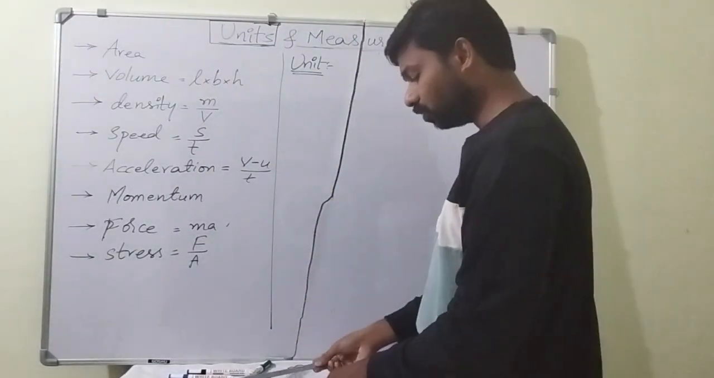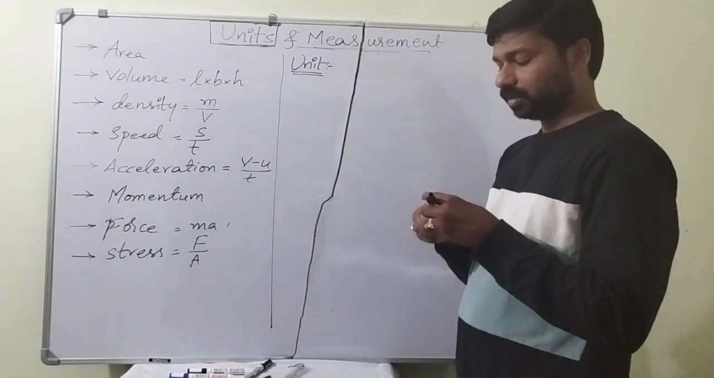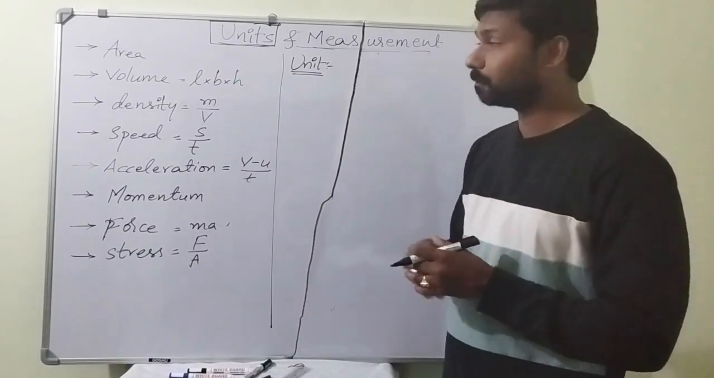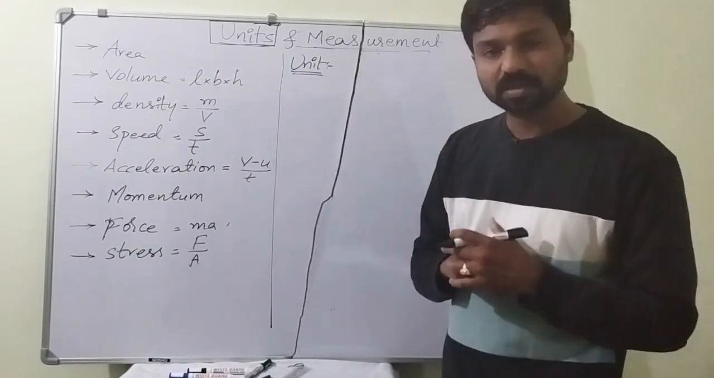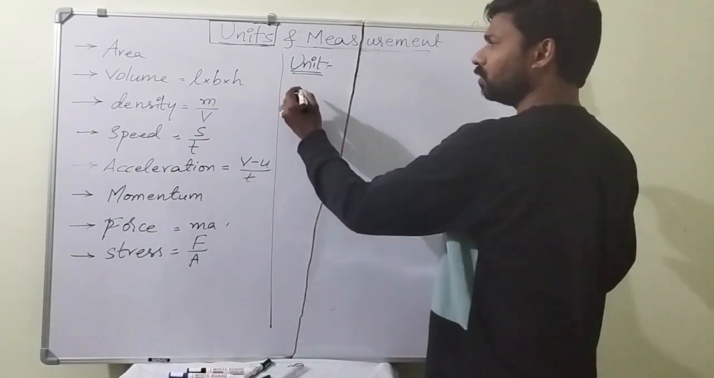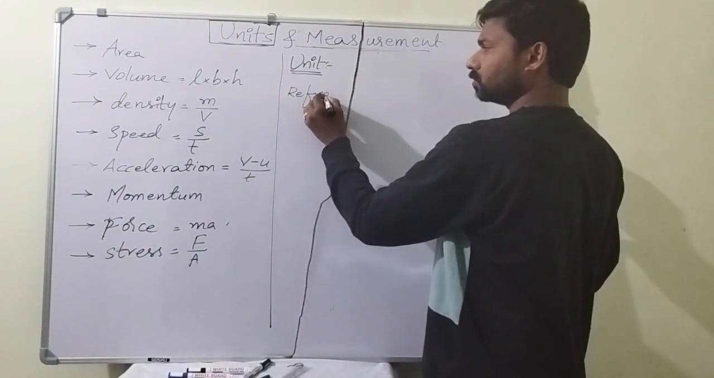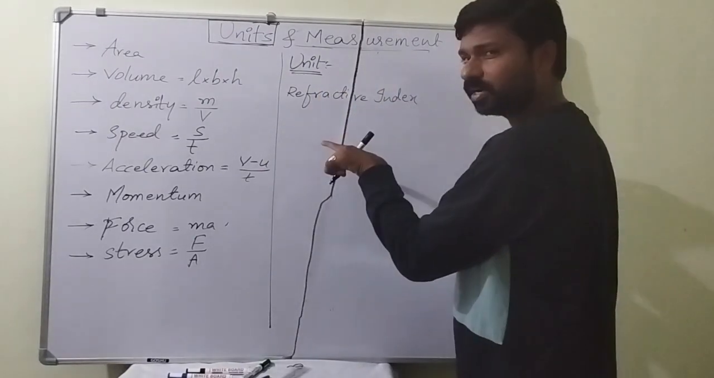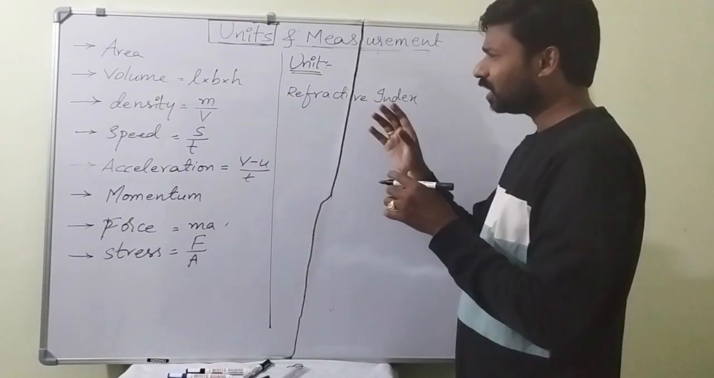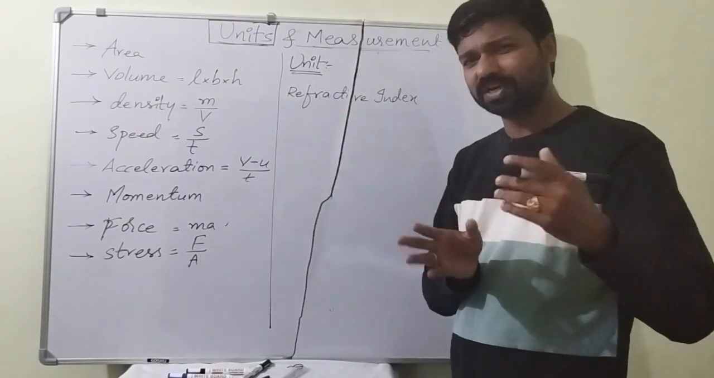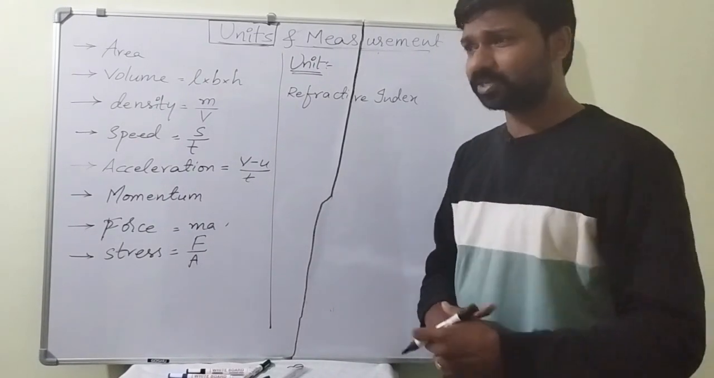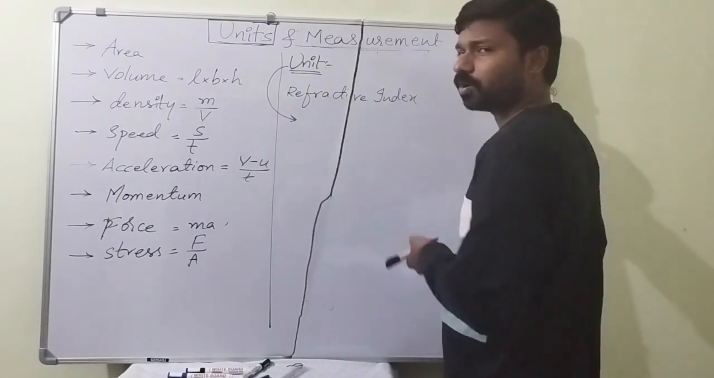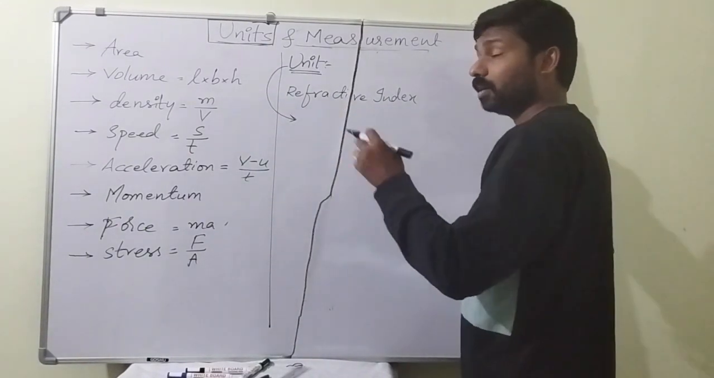Is it okay? Units exist for almost all physical quantities, except a few, like refractive index. This is a physical quantity, but it won't have units. There are a few more that we will learn gradually as we progress through different chapters in class 11.